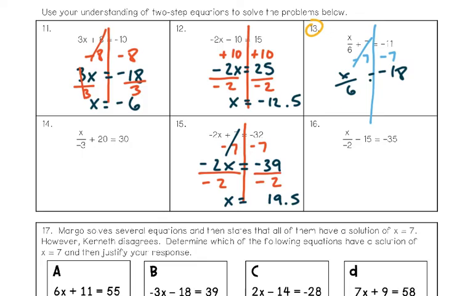Now I see that line. Now I know it means to divide. So I'm getting rid of the divide by 6 by multiplying by 6. And if I do it to one side, I have to do it to the other side.